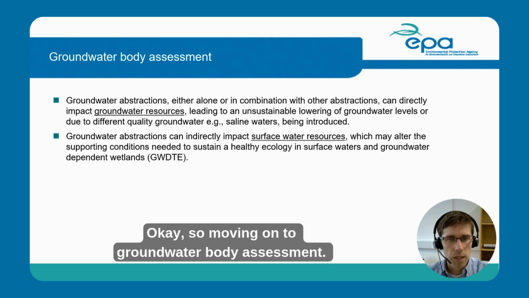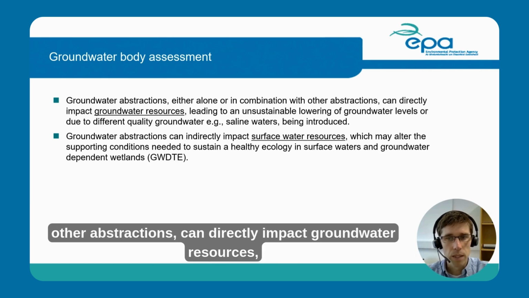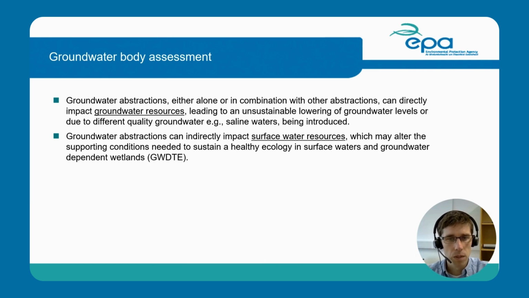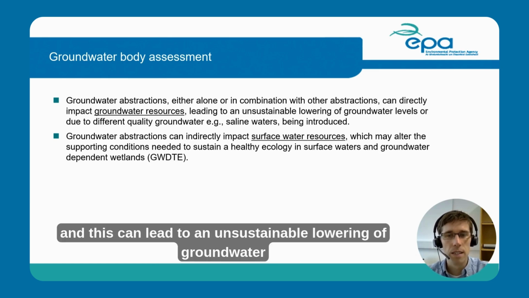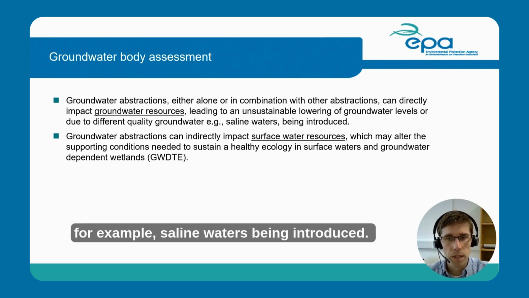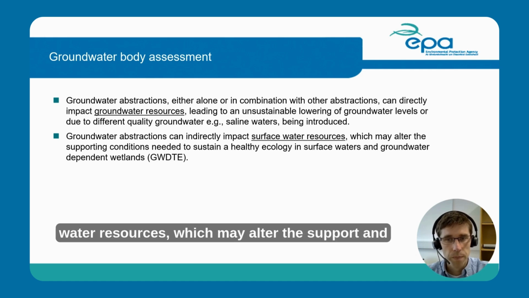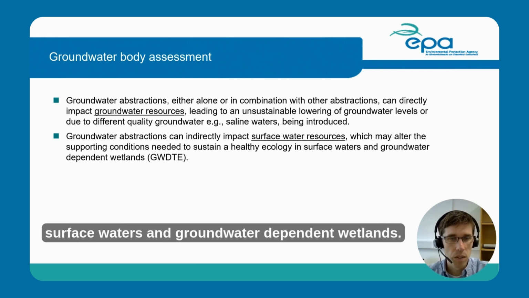Okay, so moving on to the groundwater body assessment. Groundwater abstractions, either alone or in combination with other abstractions, can directly impact groundwater resources. This can lead to an unsustainable lowering of groundwater levels, or due to different quality groundwater, for example, saline waters being introduced. Groundwater abstractions can also indirectly impact surface water resources, which may alter the supporting conditions needed to sustain a healthy ecology in surface waters and groundwater dependent wetlands.